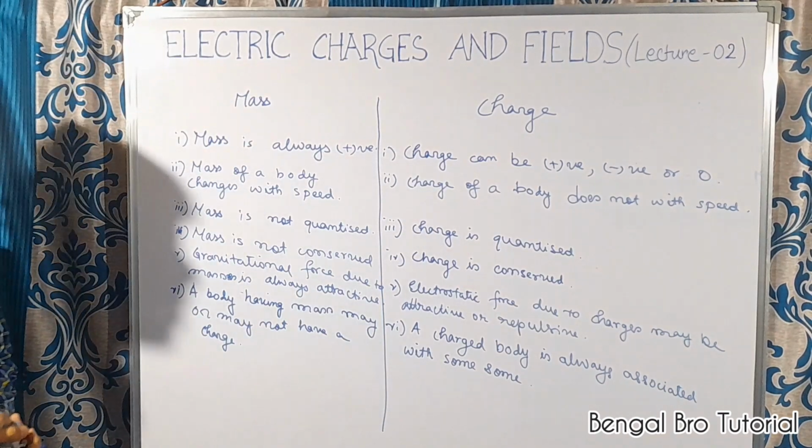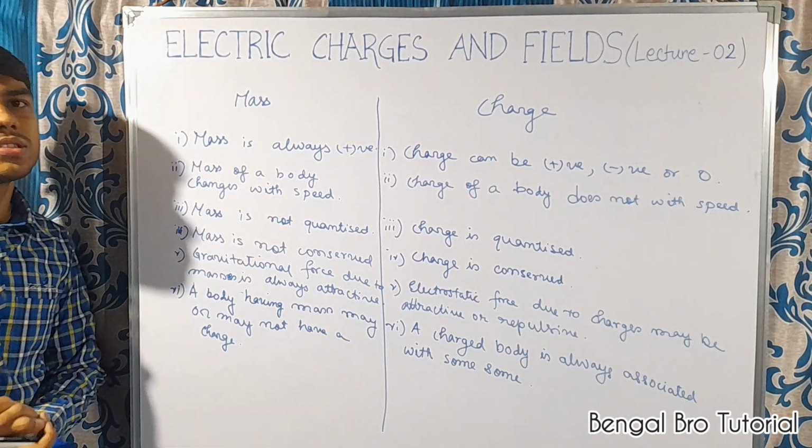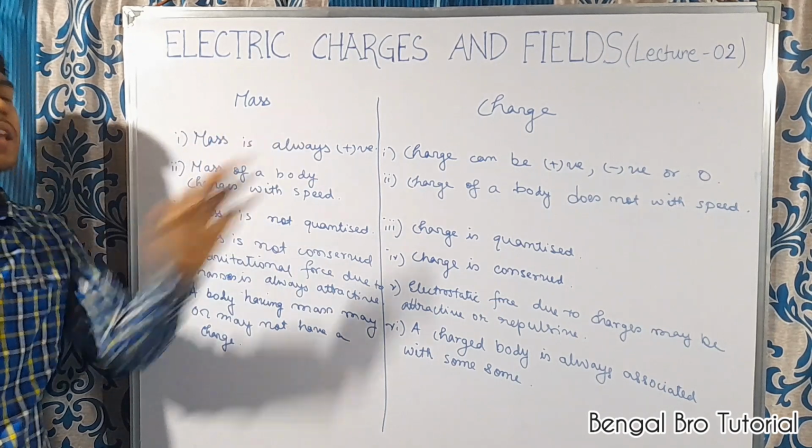So these are some of the differences between the two properties of matter. One is mass and the other is charge.